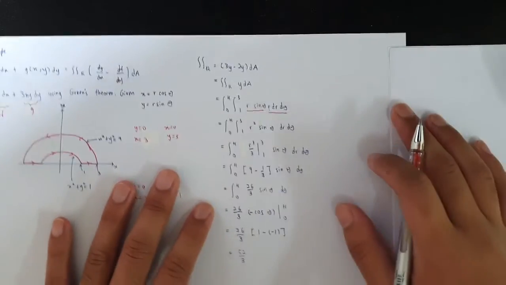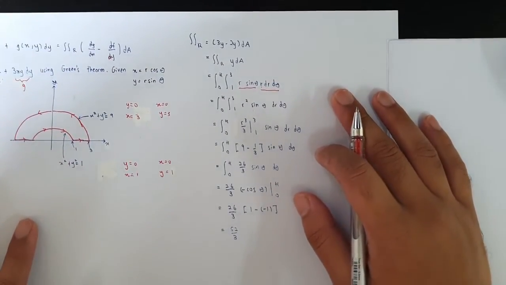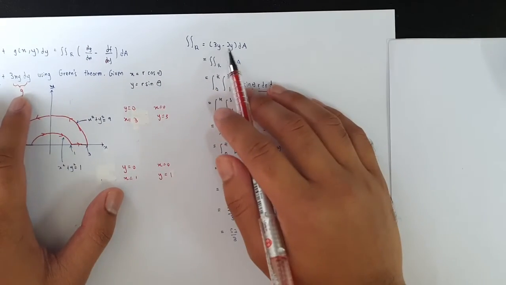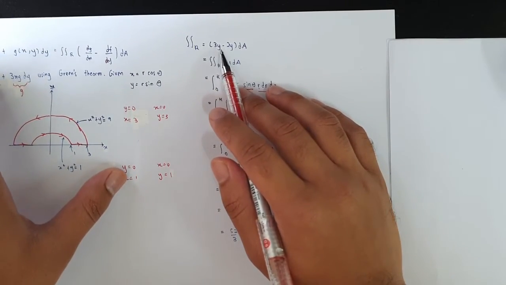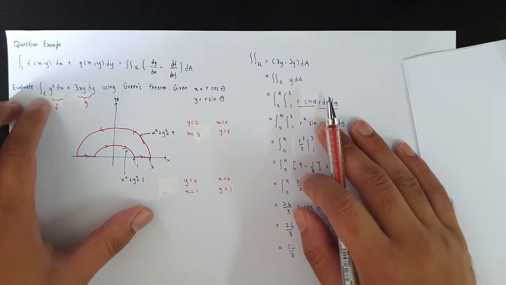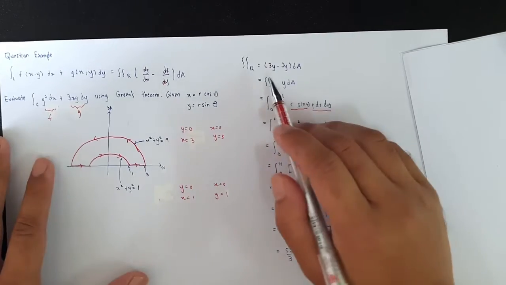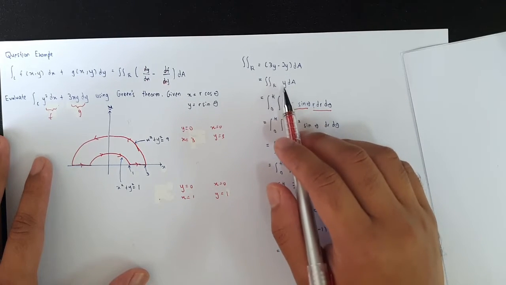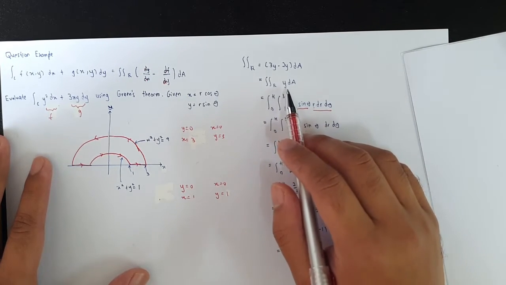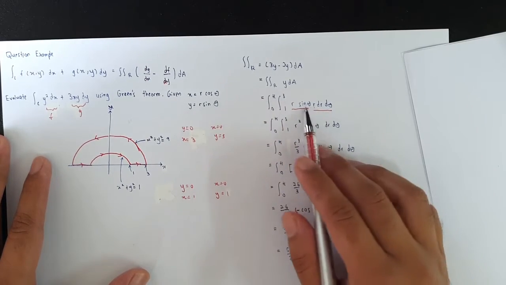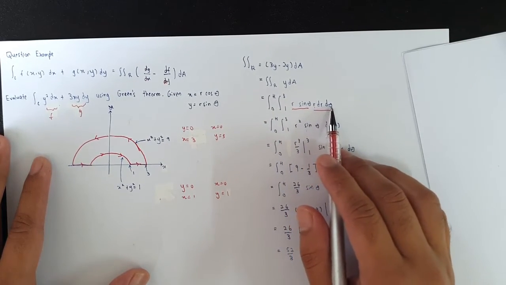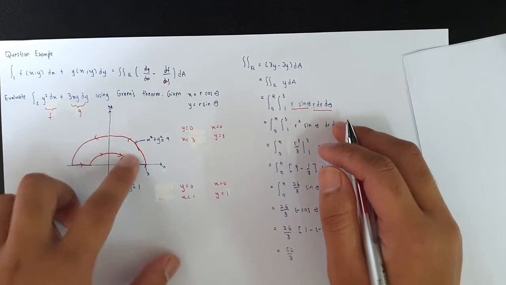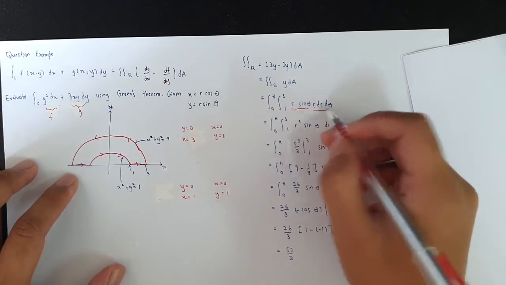Here I have already done the solution to shorten our time. We just substitute normally. We take the partial derivative here and here, and we get 3y minus 2y dA. Finally we get only y, and from there dA equals r dr d theta. This is a polar coordinate. It is easier because this figure shows polar coordinates.